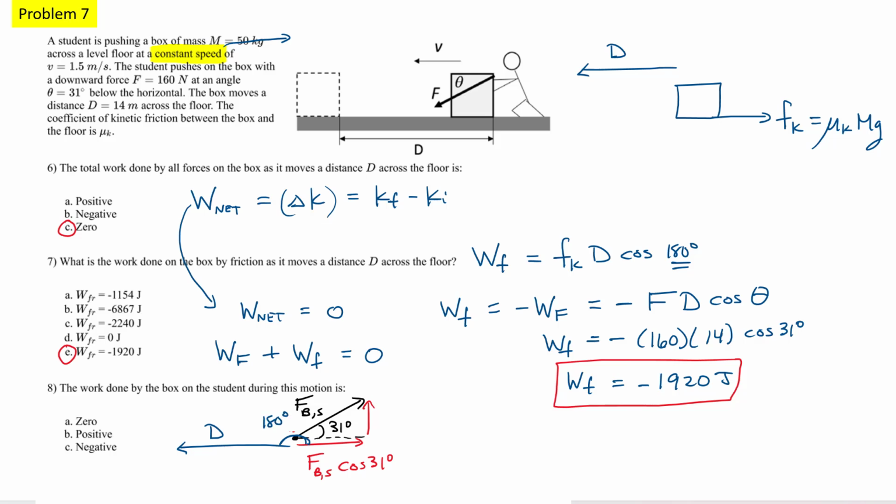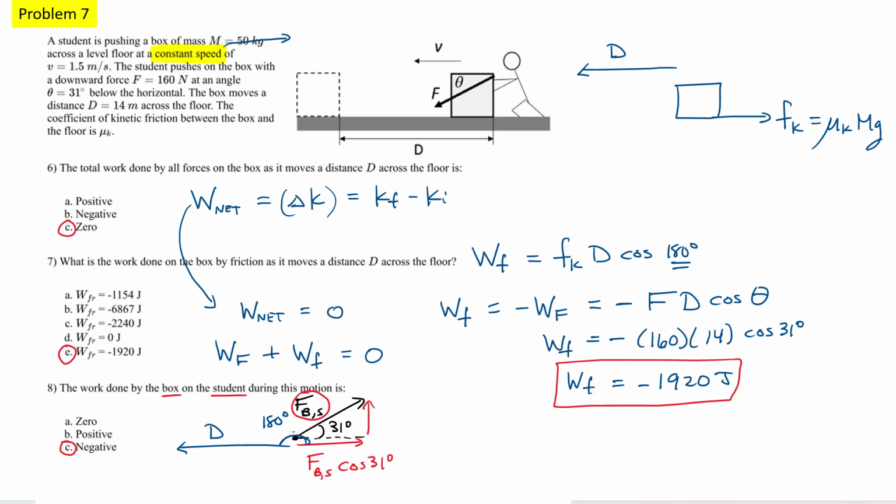Whenever you have that, you're going to have negative work being done by that force. So this one's a little bit tricky, right? Because they're asking by the box on the student. You need to evaluate what this force is. Again, we're only looking for the sign right here, so this should be a negative answer. A little bit of a tricky problem.